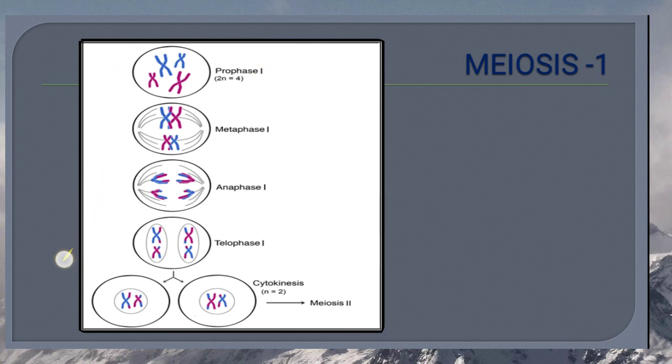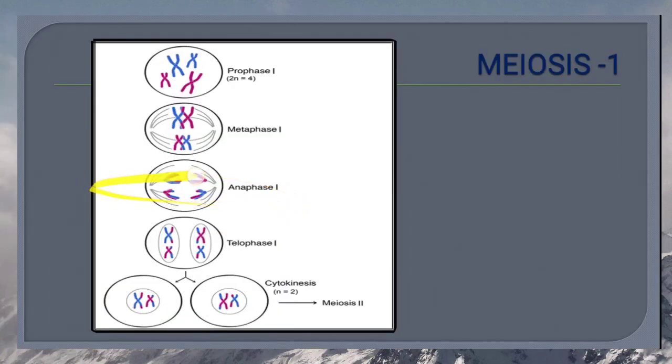In metaphase stage, homologous chromosomes are seen near the middle of the cell, that is the equatorial plane. In anaphase stage, the spindle fibers contract and the chromosomes start moving to opposite poles. In telophase, two new cells are formed. These two cells are haploid in number because the number of chromosomes has been reduced.